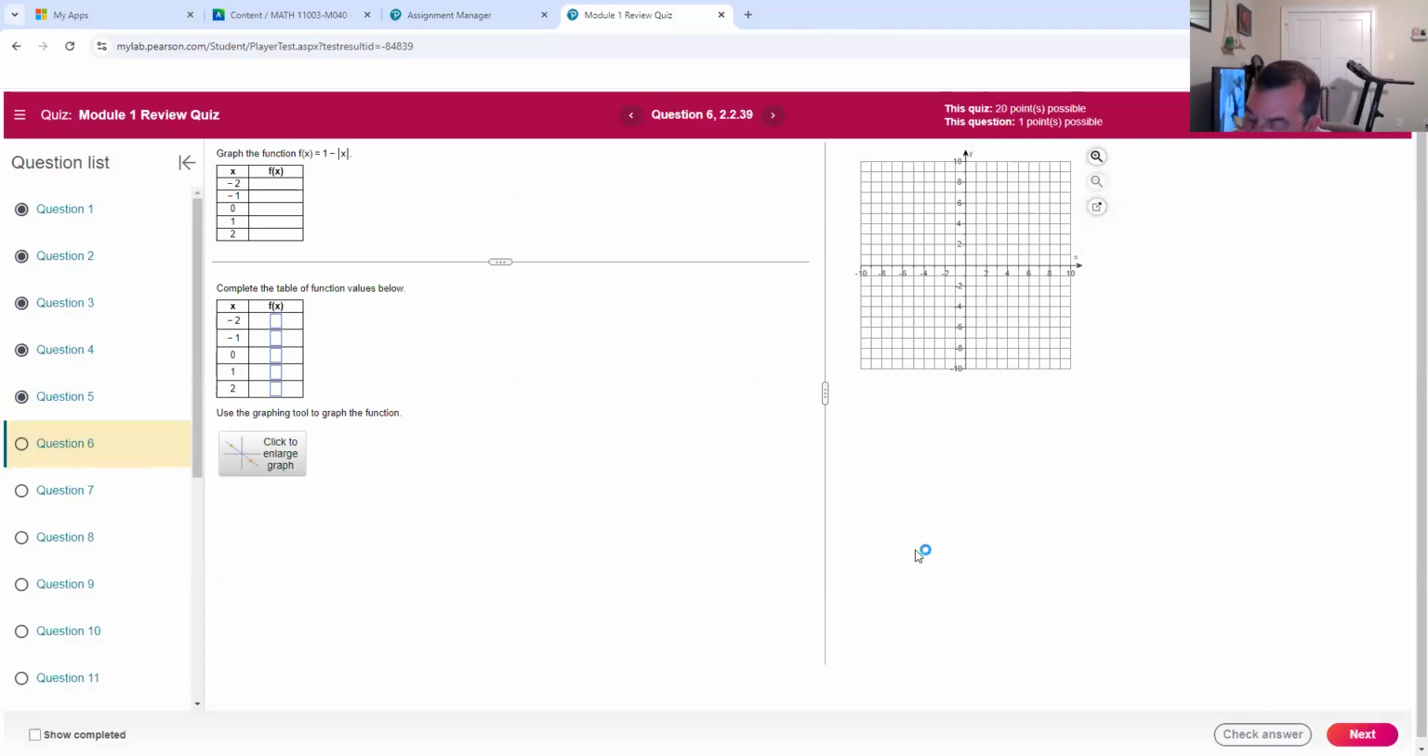All right, y'all, let me draw this one now. So this one is f of x equals 1 minus absolute value of x.